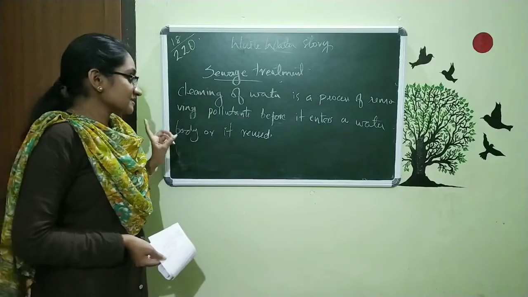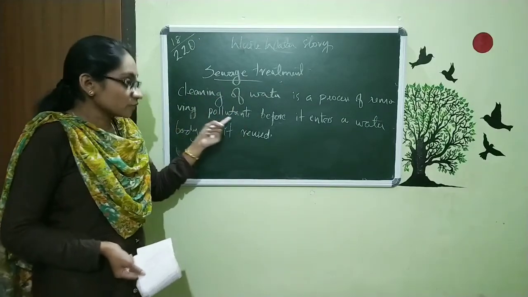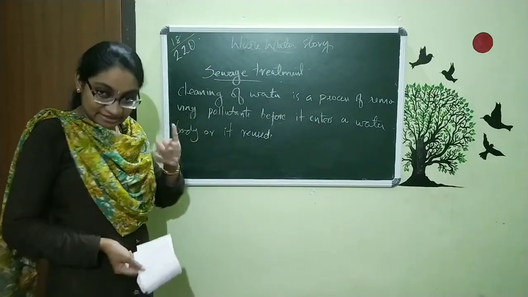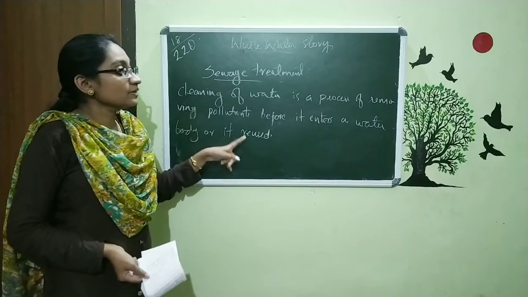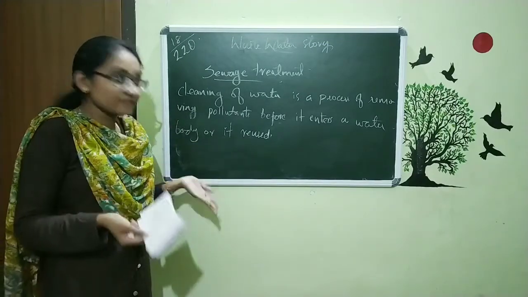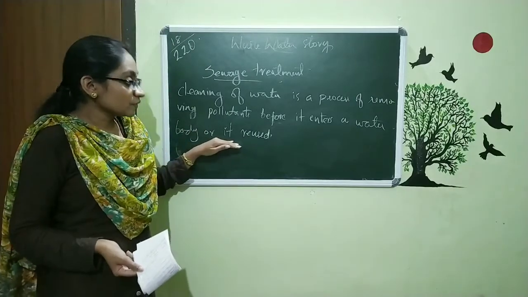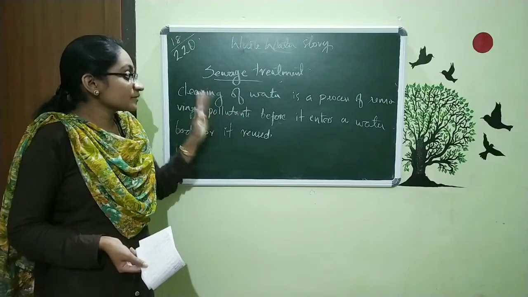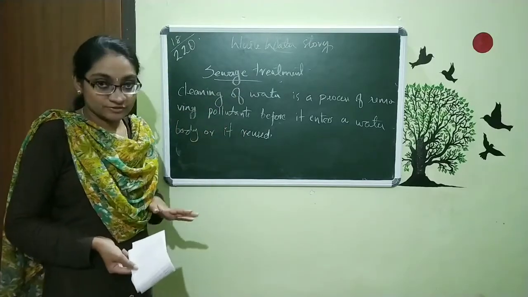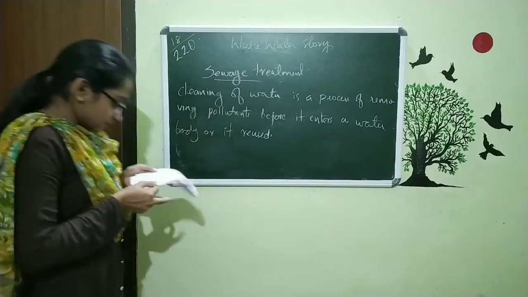The definition is this: cleaning of water is a process of removing pollutants before it enters a water body, or before it is reused. We can reuse this clean water after the cleaning. So you can remove the pollutants either to put the water in a water body or to reuse it. So that is what sewage treatment is. I think it's clear for you.